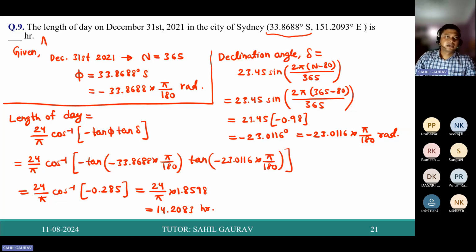And the answer they provided is 14.21 hour. So this is the correct answer. So here one important thing you have to keep in mind, that is latitude angle. If the angle is given as degree south, then you have to take it as negative. If it is given as degree north, then you have to take it as positive.